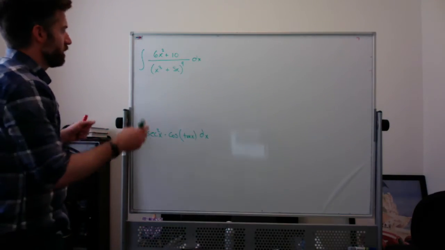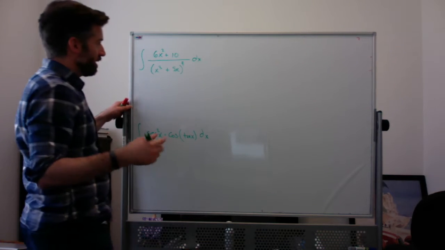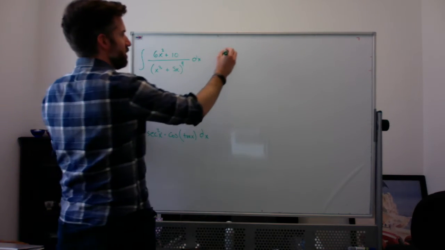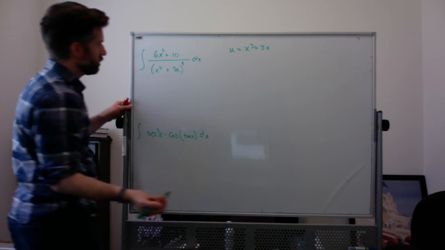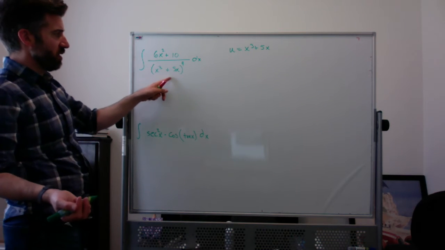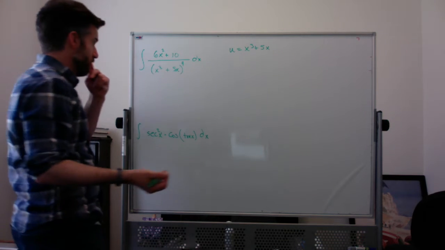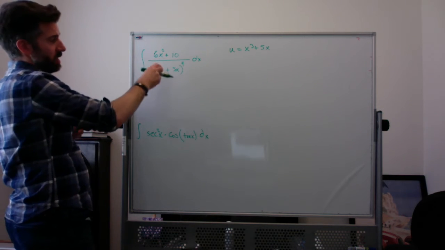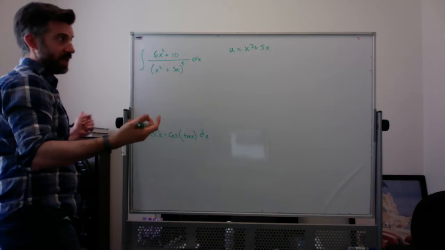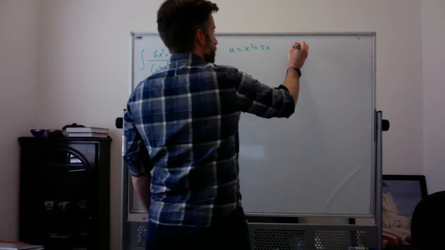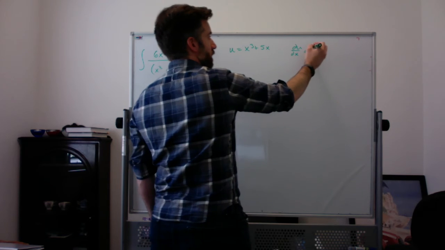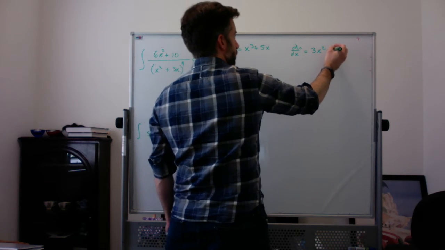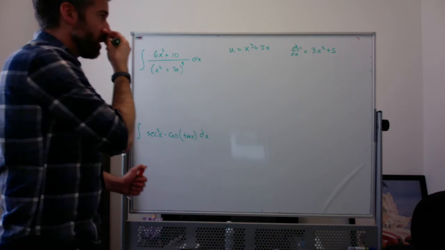Right, two more, slightly more complicated ones. So here, I'm going to let u equal x cubed plus 5x because I know it's stuck inside another function. I've got x cubed plus 5x to the 4th power in the denominator. Or you can also write this as 6x squared plus 10 times x cubed plus 5x to the negative 4th. My du, or du dx, derivative of this is 3x squared plus 5. And while I don't have that exactly, I'm pretty close.